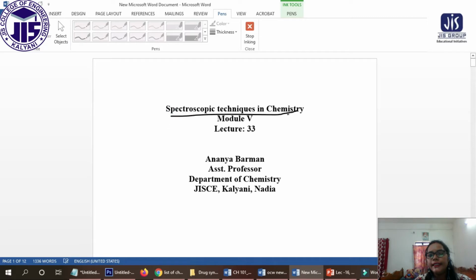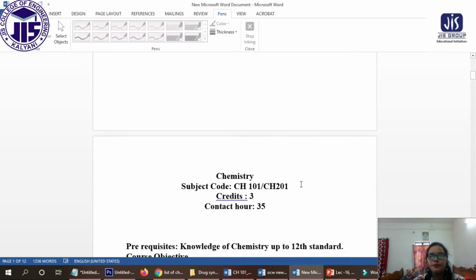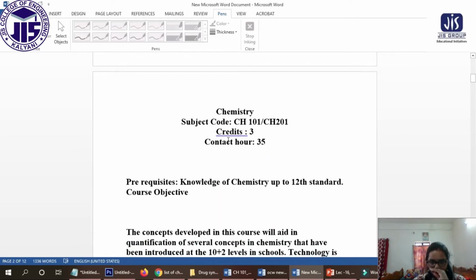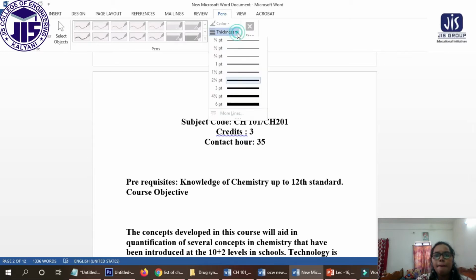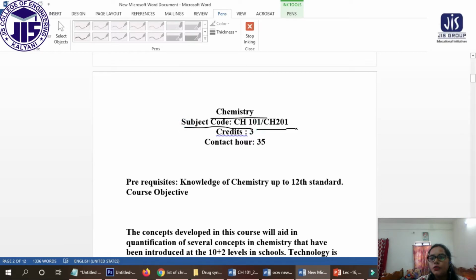Spectroscopic techniques in chemistry, which is your module 5 and lecture 33. This is the name of the subject, that is chemistry. The subject code is CH101 and 201. The credit point is 3 and contact hour is 35.